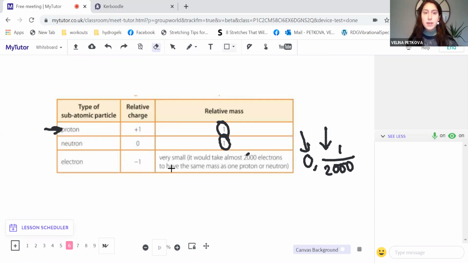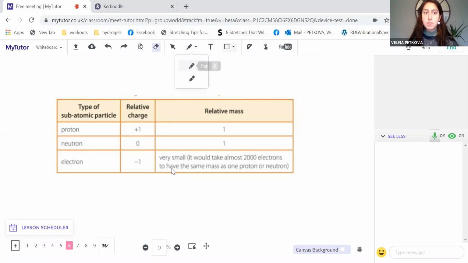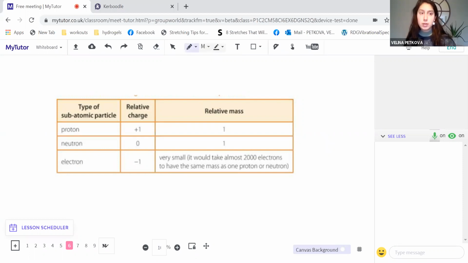Okay, so if elements are neutral, then they must have the same number of electrons and protons. So not only does the atomic number tell us the number of protons, it also tells us the number of electrons, okay? Because for you to have a neutral atom, the negative charge must be equal to the positive charge, yeah?